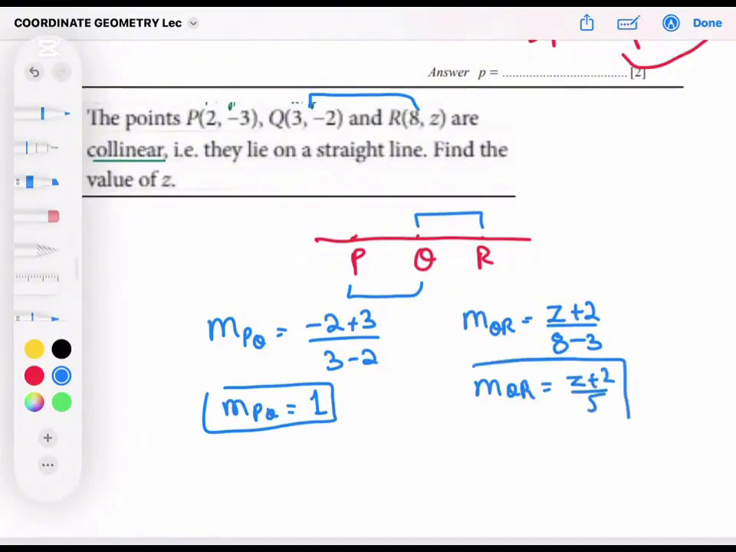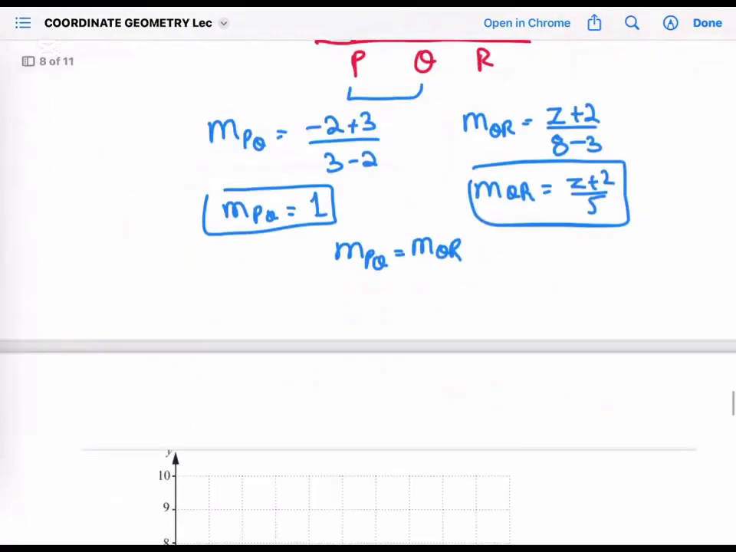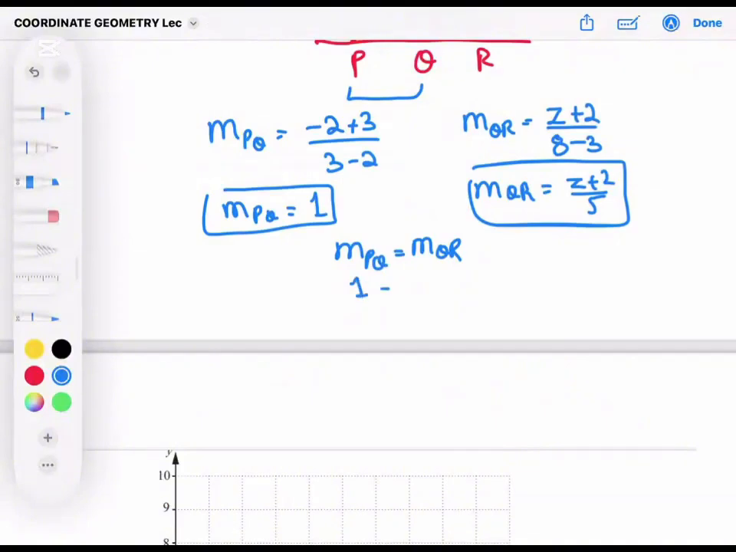Now, as we know that all these points are lying on the same line, their slope will be equal. So I will put both the values equal. Now I will simplify this and find out the value of z. That's what the question requires. Now the value of this is 1 and this is z, and multiply. So 5 is equal to z plus 2. 2 will go to the other side and 5 minus 2 will be 3. So that value is 3.